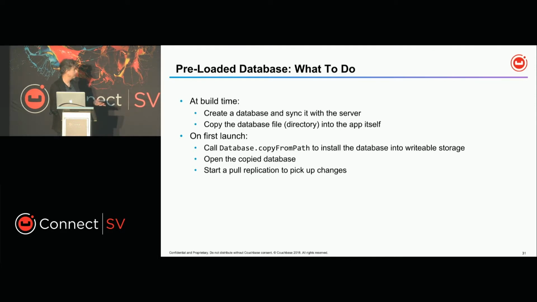And then on the first launch of the application, if there's no database available, you call the database copy from path method to take that database that's inside your app bundle, which is of course read-only because your app is read-only, and it copies that into writable storage and also adjusts some things, like assigning some new unique IDs. And then you open that and use that as your database. And then you start a pull replication, which will pick up any changes that have happened since that database was snapshotted.